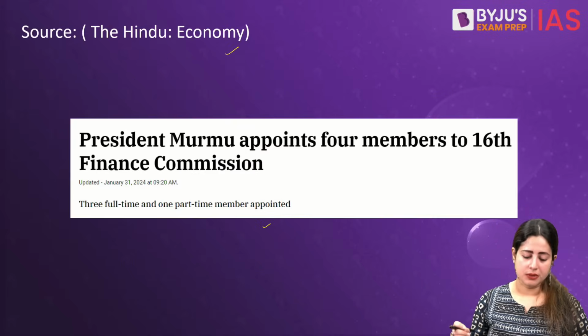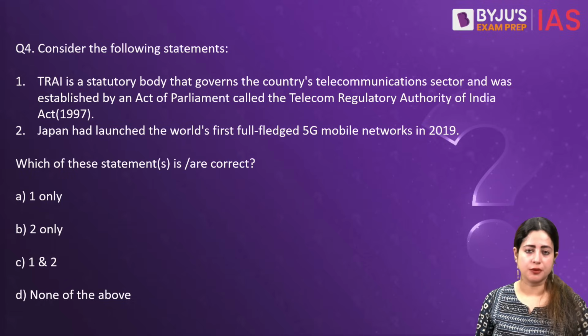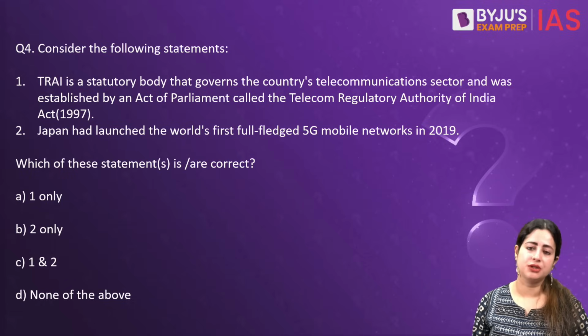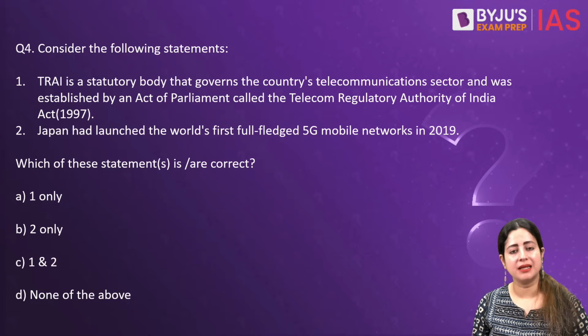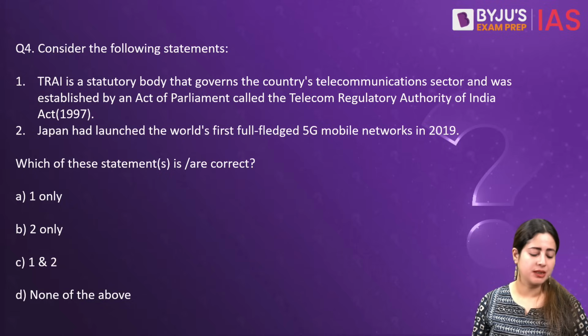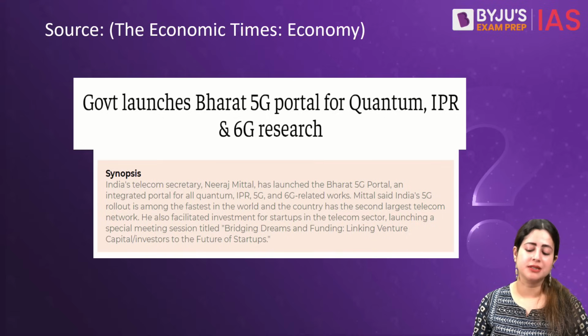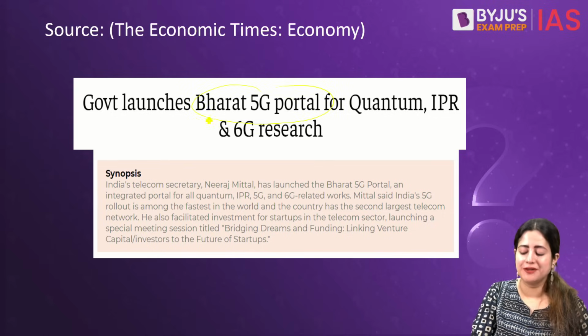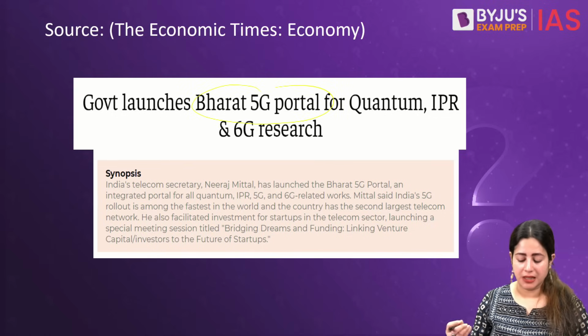And now, off to the fourth question of the day. This talks about, once again, a set of 2 statements, and it is dealing with the telecom industry of India. We are dealing with TRAI here, the Telecom Regulatory Authority of India. Why? The question has been picked up because of a news clipping in the Economic Times which says the government has launched Bharat 5G portal for quantum, IPR and 6G research.